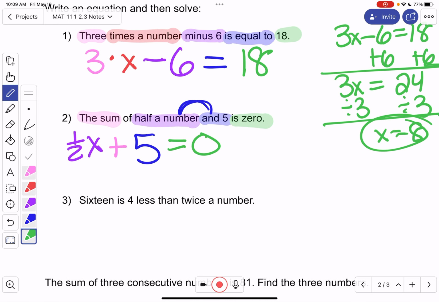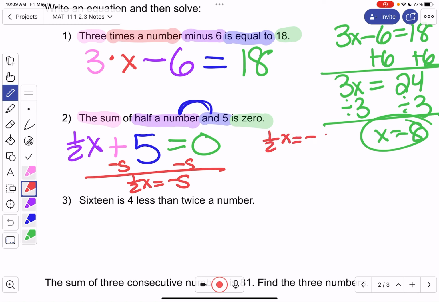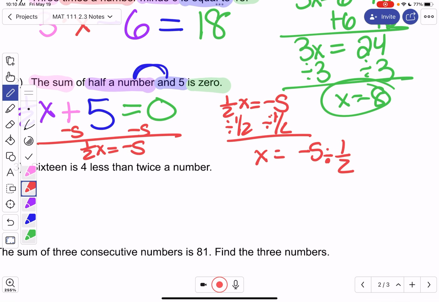Now we can solve it just like I did the other one. We're going to subtract 5 from both sides. So 1/2 x equals negative 5. Just going to rewrite it over here. Then we're going to divide by 1/2 to get rid of that, to get the x alone. So negative 5 divided by 1/2. When you divide by fractions, you end up multiplying by the reciprocal. So you take that second fraction and you flip, and then negative 5 times 2 is negative 10. So that is our value.